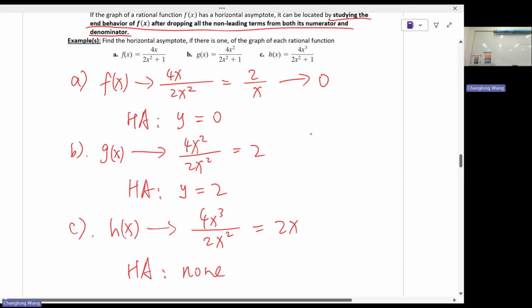Look at letter B. The degree of the numerator and denominator are exactly the same, right? So by dropping the non-leading terms, x squared cancels, and you're left with a constant. And that's exactly what the HA is going to be. But in letter C, the degree of the numerator is higher than the denominator, so you're not getting HAs anymore. You might get some other asymptotes, but at least not horizontal.